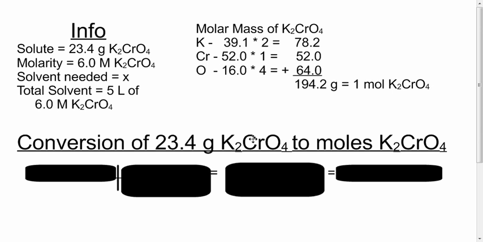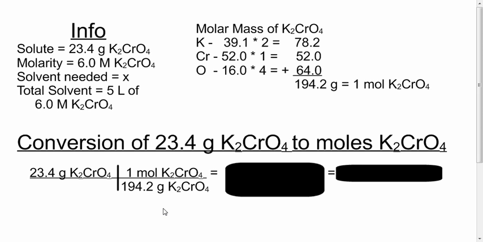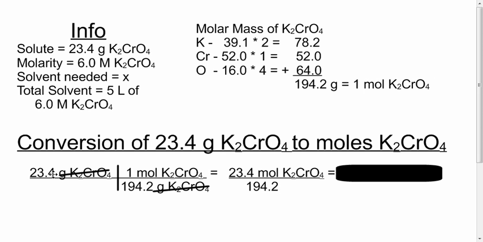Now I'm going to convert that to moles so I can plug it in. I'm going to put it on the top left. All right, I'm going to arrange factors so that my like units are diagonal. I'm going to cancel out any units that are the same. All right, the next step is to multiply across. So 23.4 times 1 is 23.4, divided by 194.2, is 0.121 moles potassium chromate.